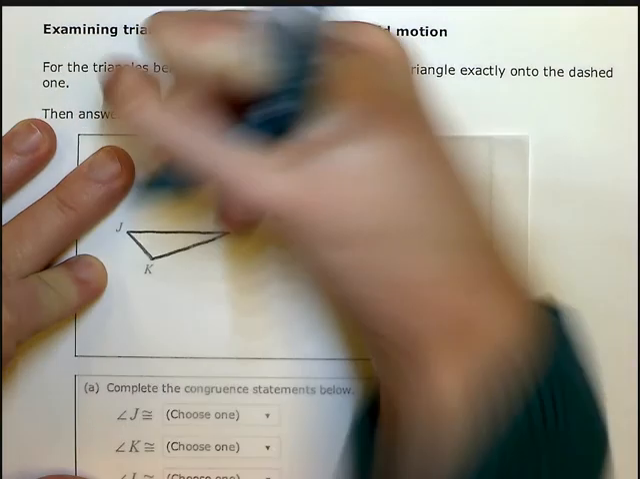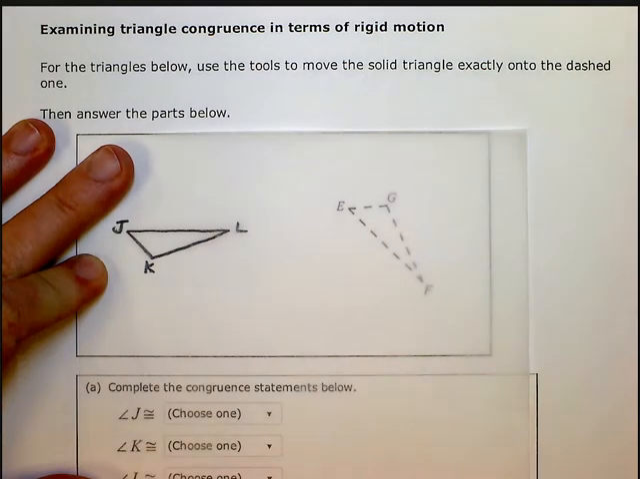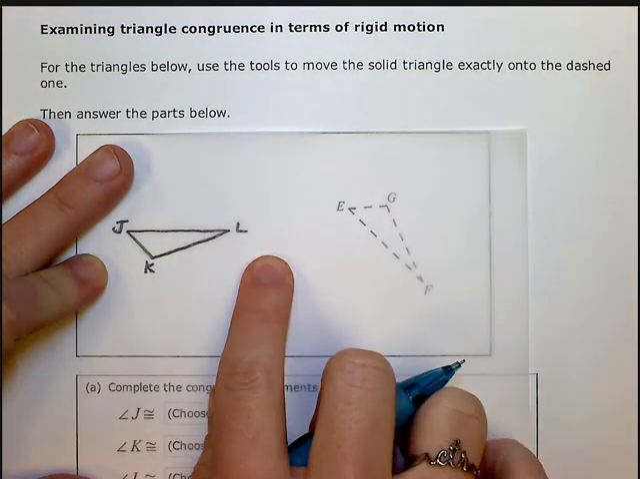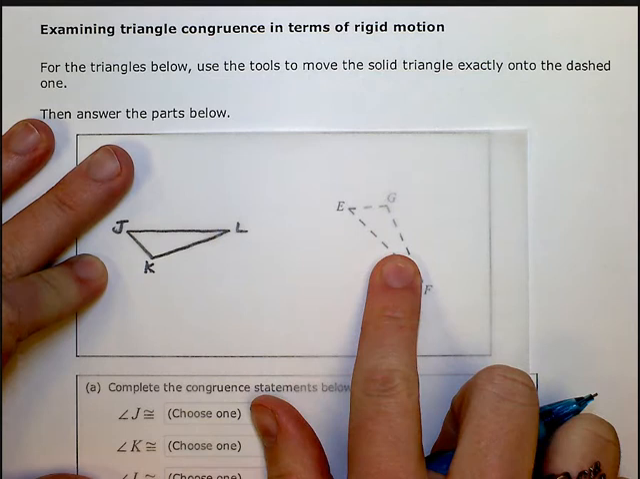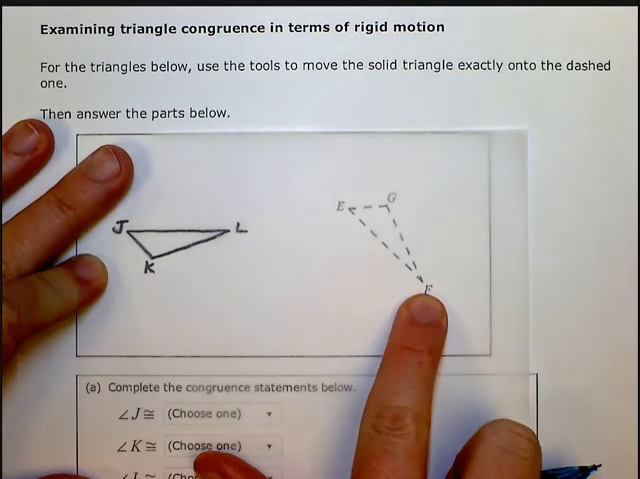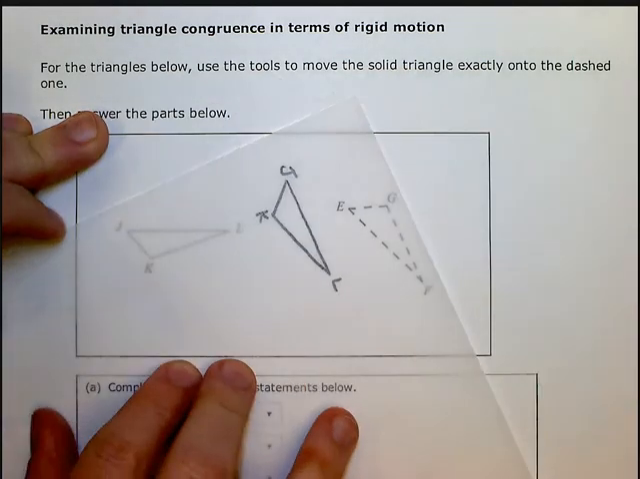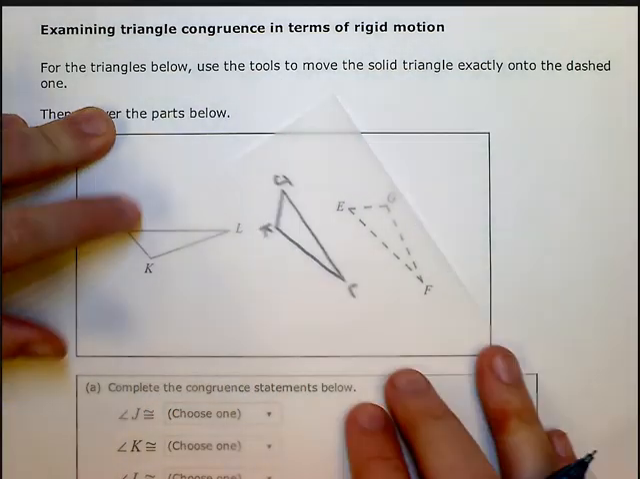Okay, so this is K, L, J, and I want those exact points to land somewhere over here. So what I see when I look at this triangle and this one is that this point L, the pointiest one, looks like it ends up down. So I'm going to do some kind of rotation here. Oh, that looks like it could be close, okay? And I'm going to also slide it over.